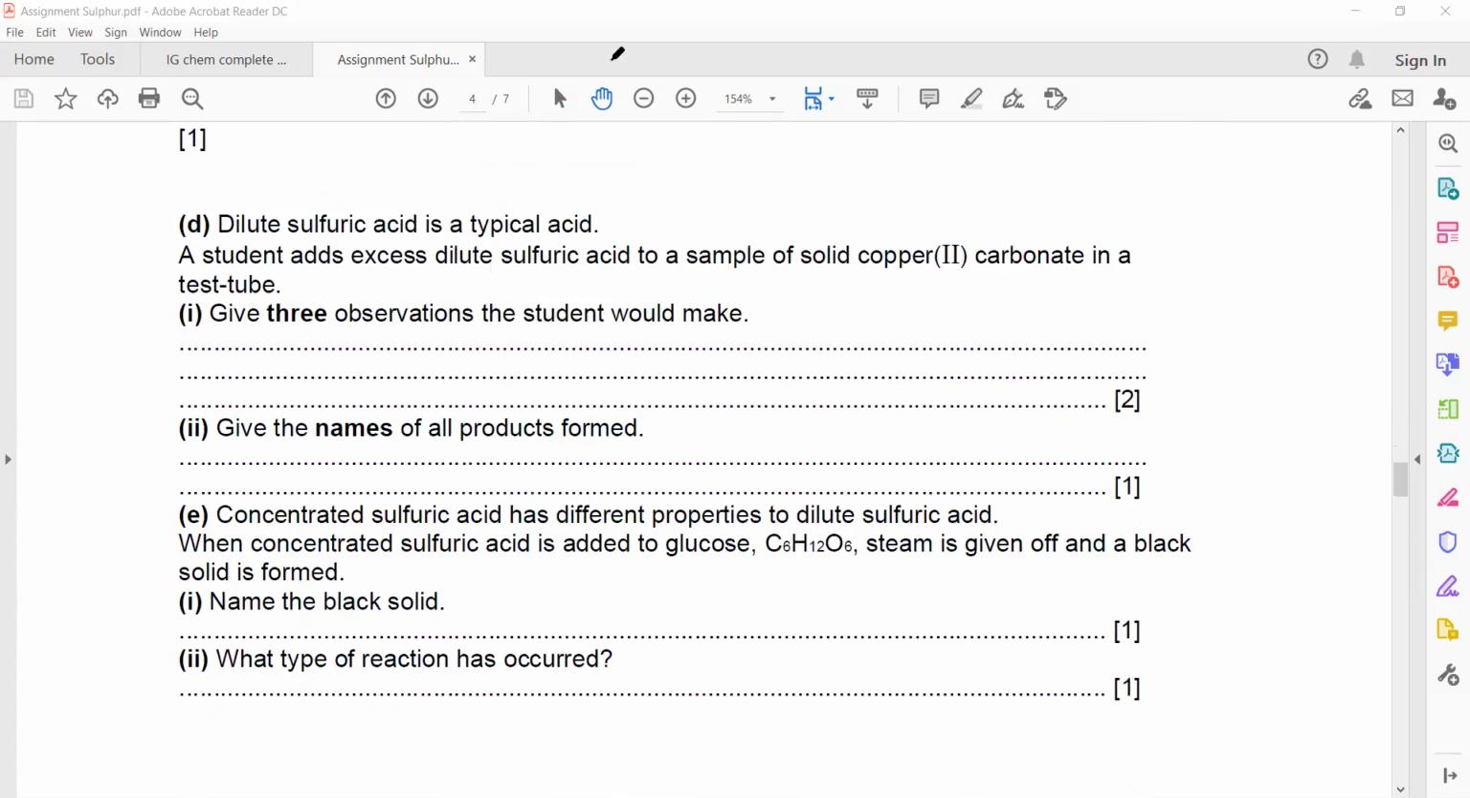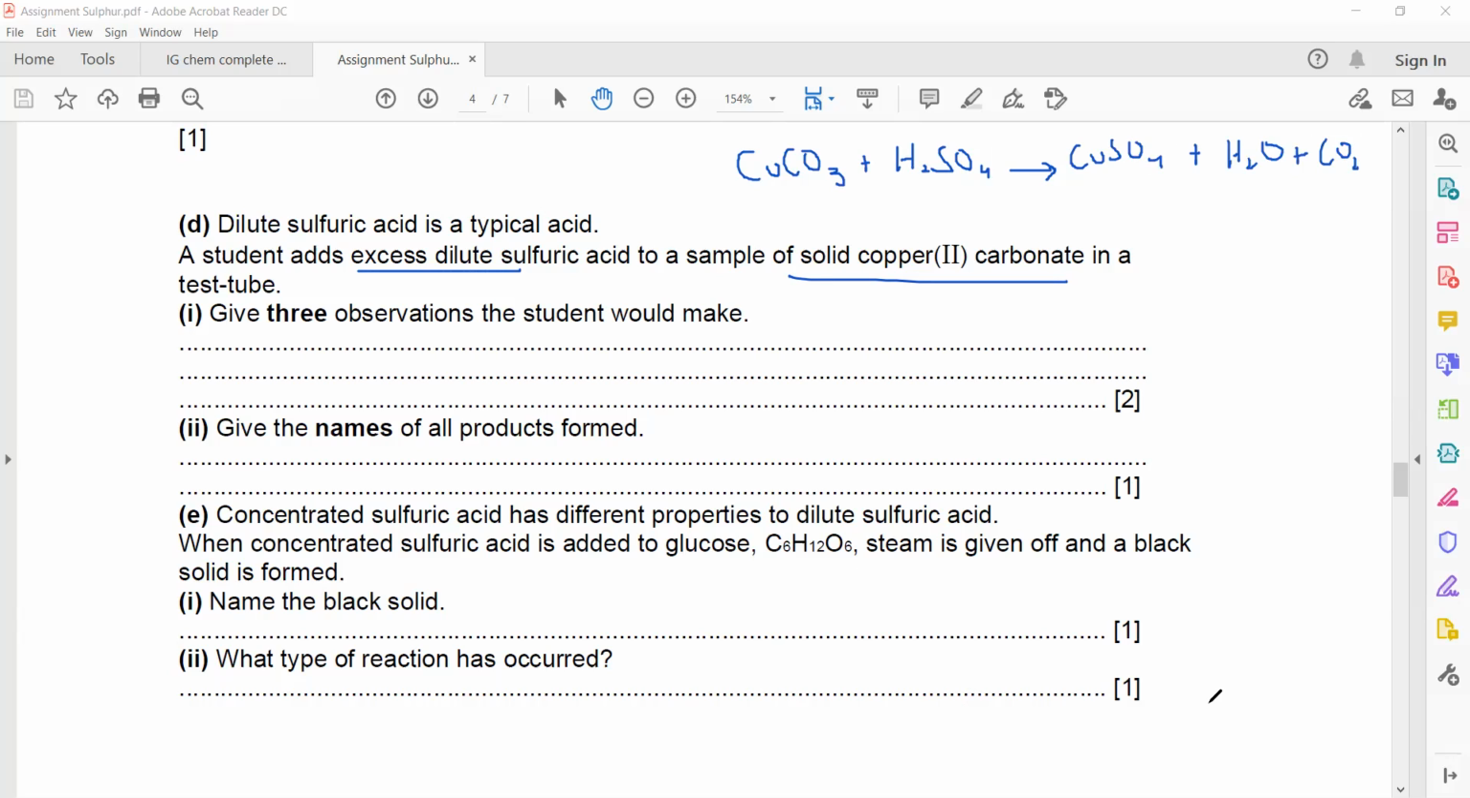In the next question, they're saying a student adds an excess of sulfuric acid to copper(II) carbonate. Copper(II) carbonate is mixed with sulfuric acid. What will be the products? If copper carbonate is reacting with sulfuric acid, what will be the products? Copper sulfate, that's one. Water will be there and carbon dioxide. So these are the products which are formed.